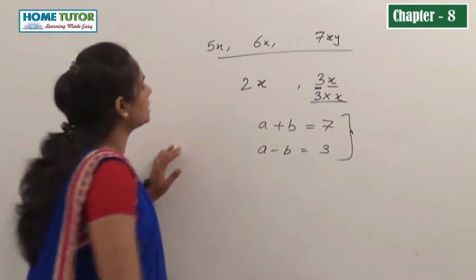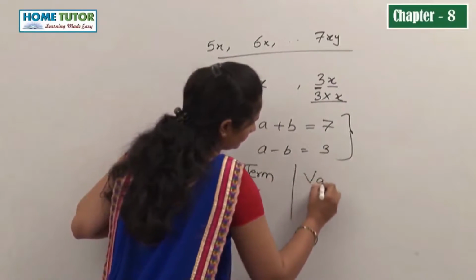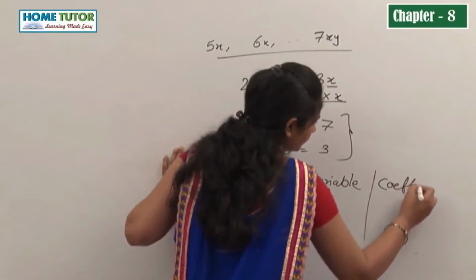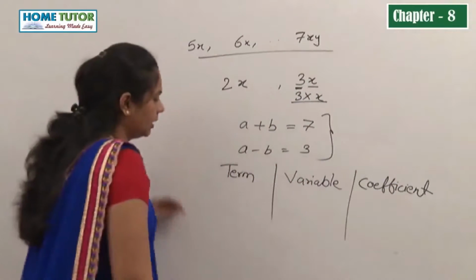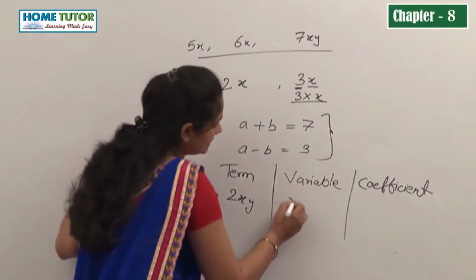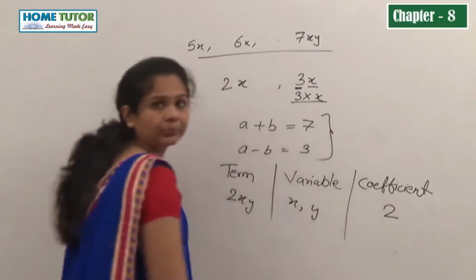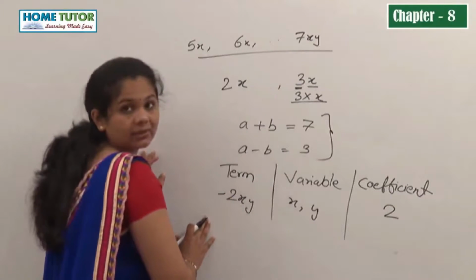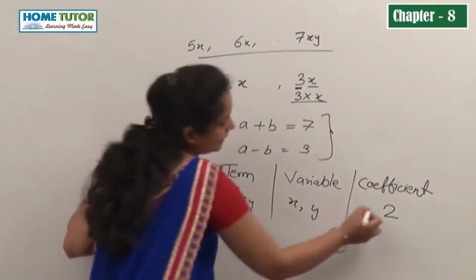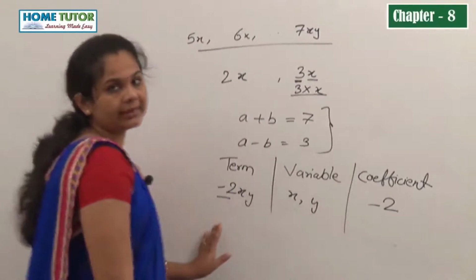Now in an algebraic expression we have term, variable and coefficient. The term I can take is say 2xy, then the variables are x and y, that are unknown variables, and your coefficient is 2. Similarly, if I say minus 2xy, then your variables will be the alphabets x and y and your coefficient is minus 2. So likewise, you can find the variable and coefficient from a given term.